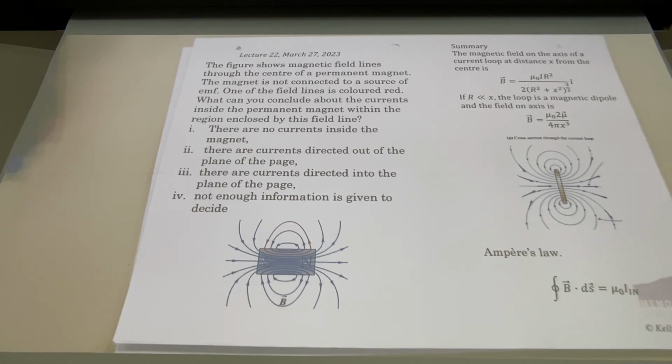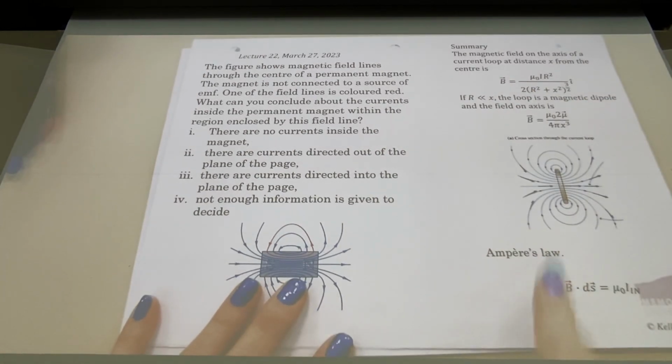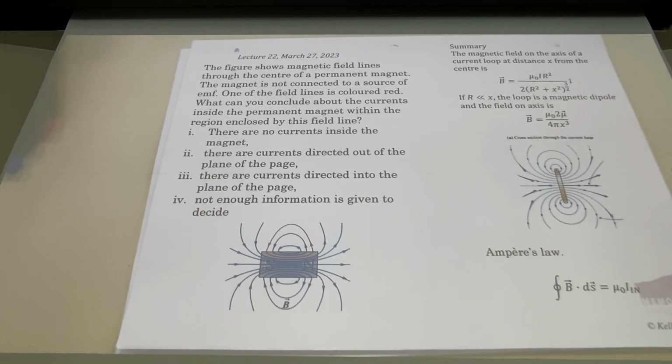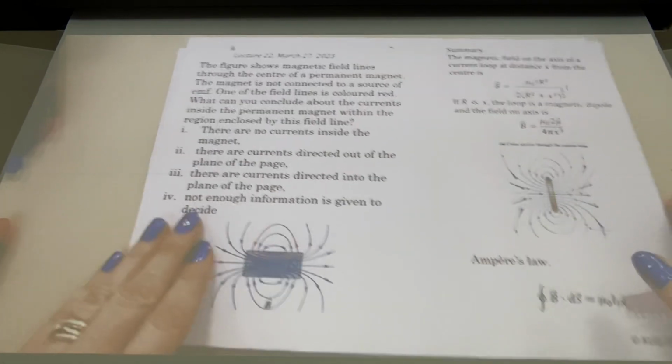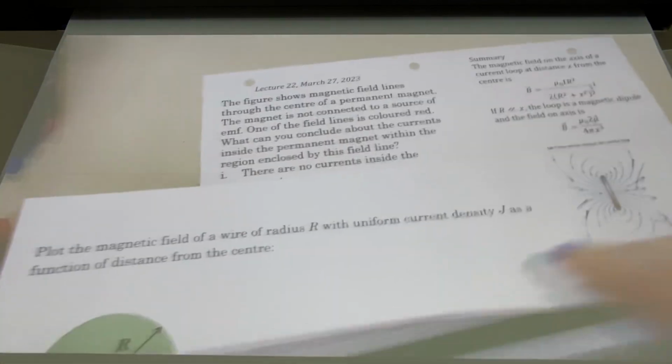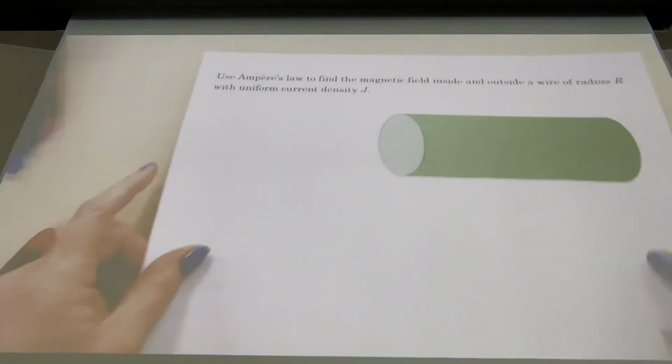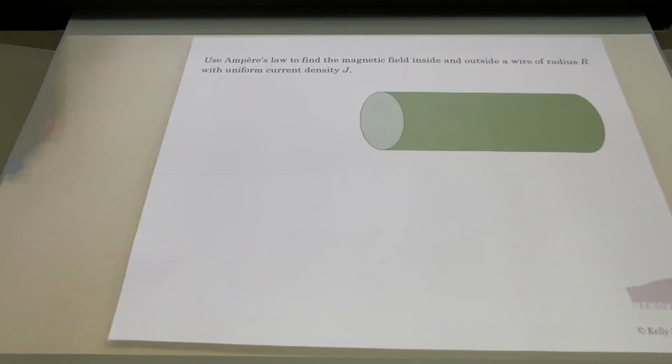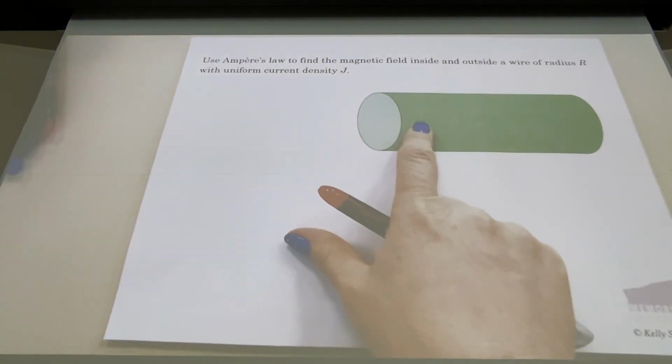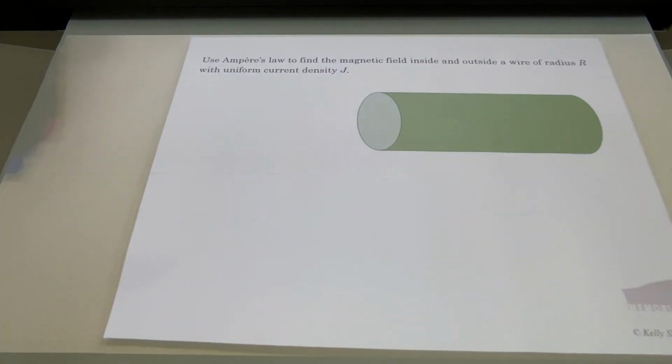Last day we talked about magnetic fields around loops, and we introduced Ampere's law. We're going to pick up there today. We're going to do something with Ampere's law very similar to what we did with Gauss's law, when we used Gauss's law to find electric fields inside and outside of solid objects. We're going to use Ampere's law to find the magnetic field inside of a solid conducting cylinder.